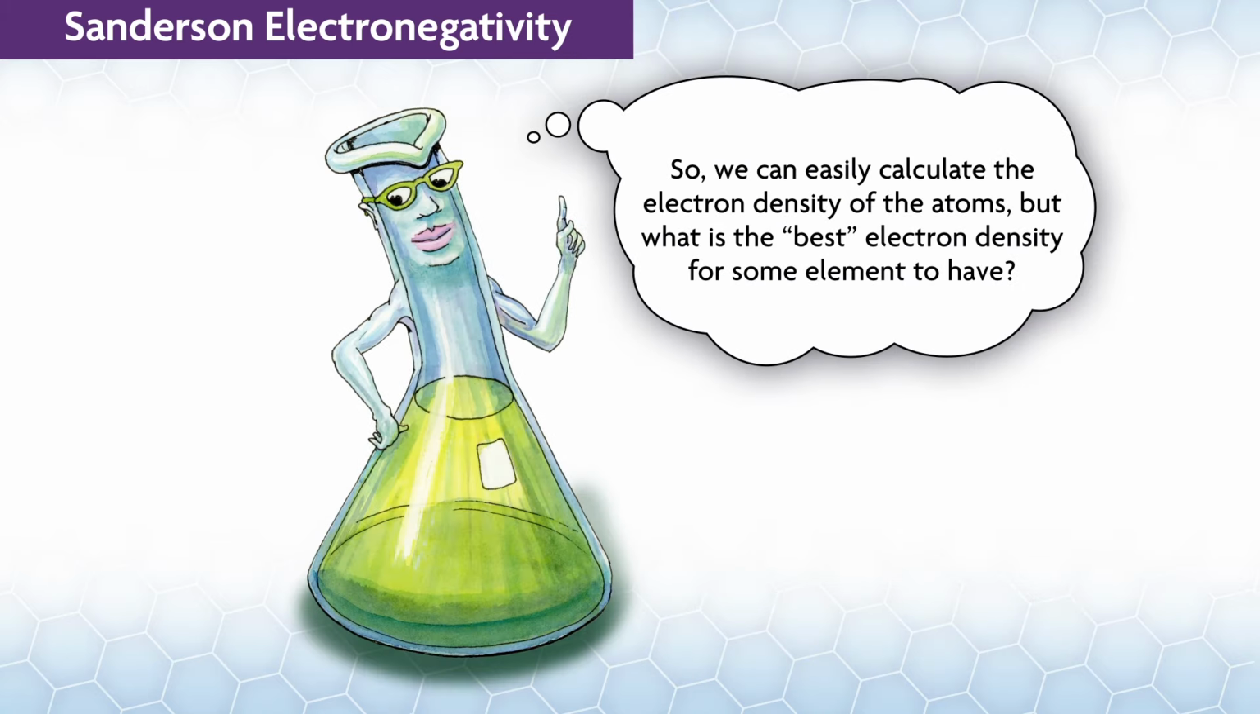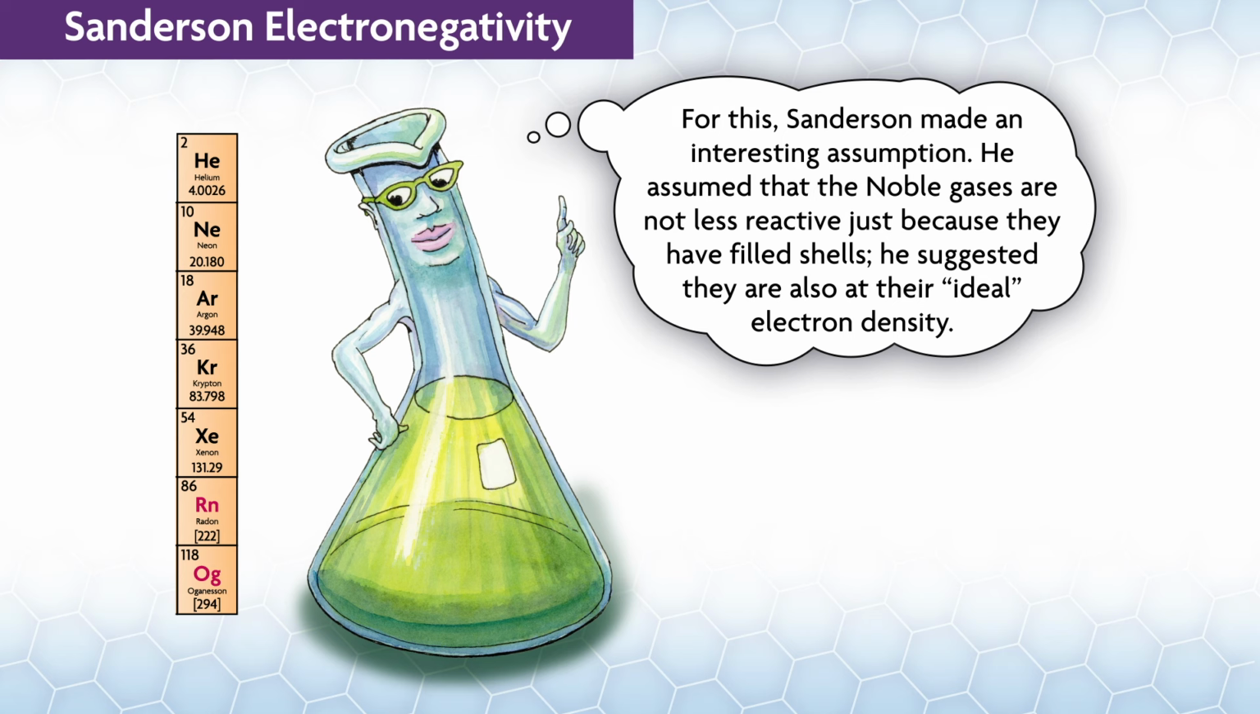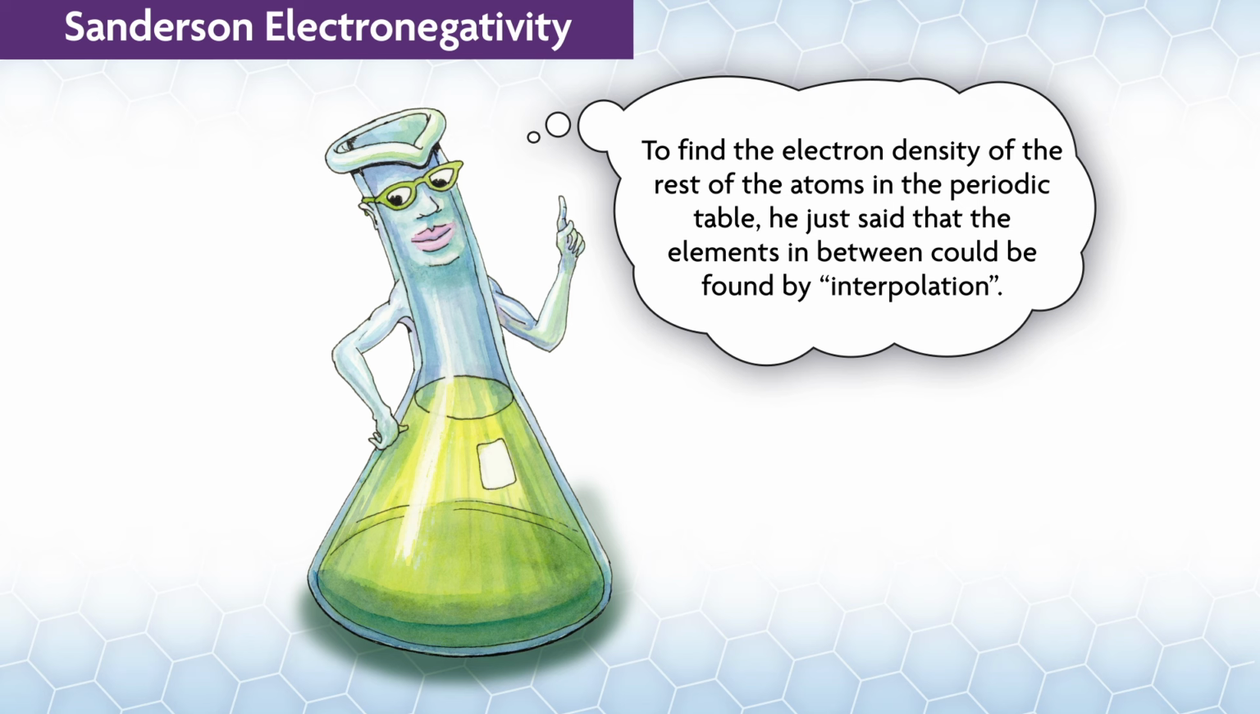So we can easily calculate the electron density of the atoms, but what is the best electron density for some element to have? For this, Sanderson made an interesting assumption. He assumed that the noble gases are not less reactive just because they have filled shells. He suggested they are also at their ideal electron density. To find the electron density of the rest of the atoms in the periodic table, he just said that the elements in between could be found by interpolation.